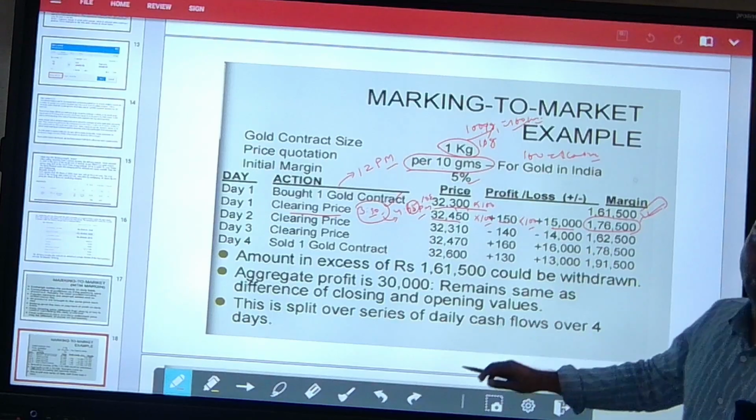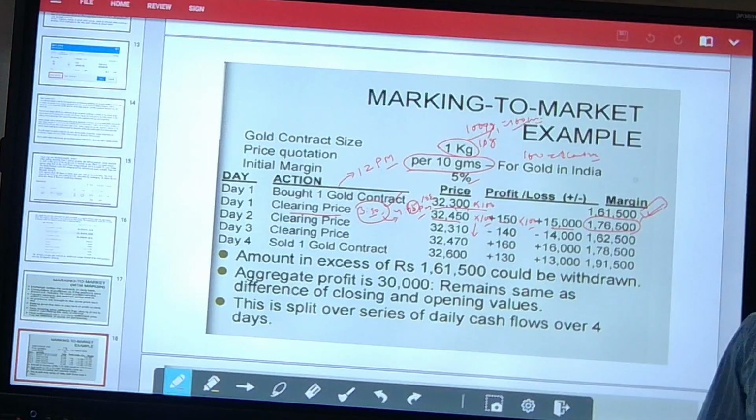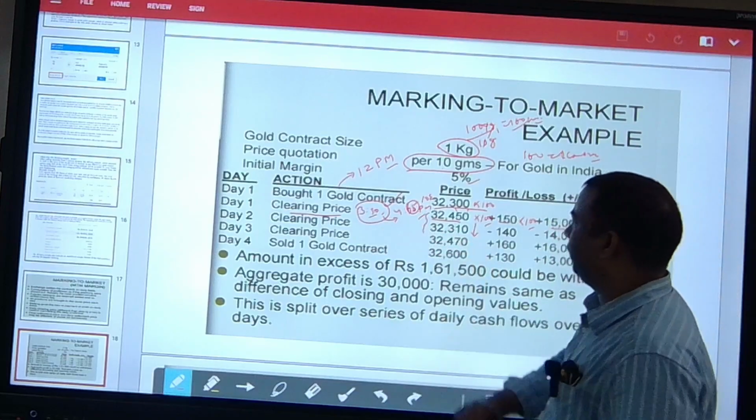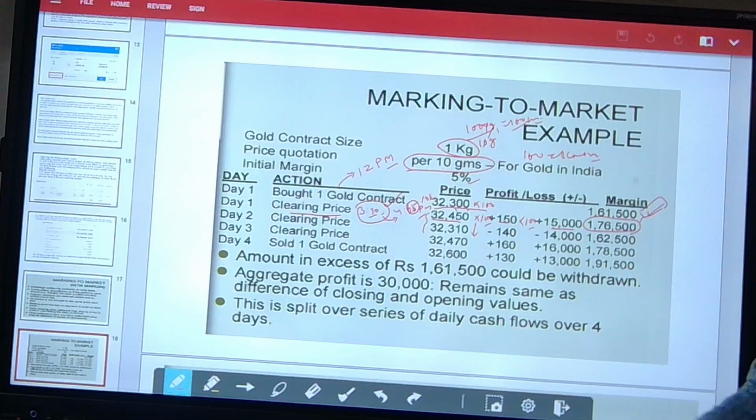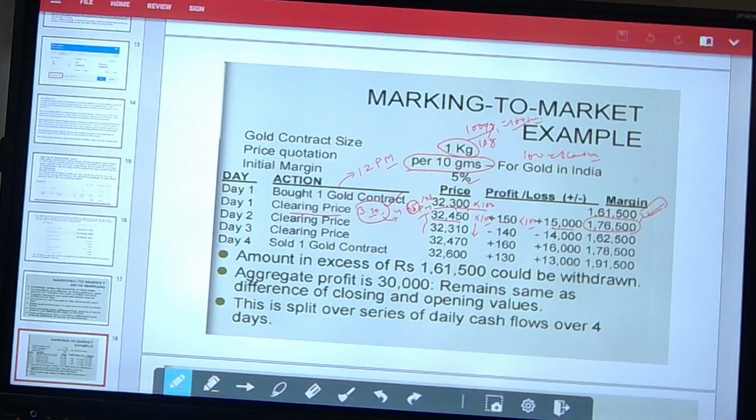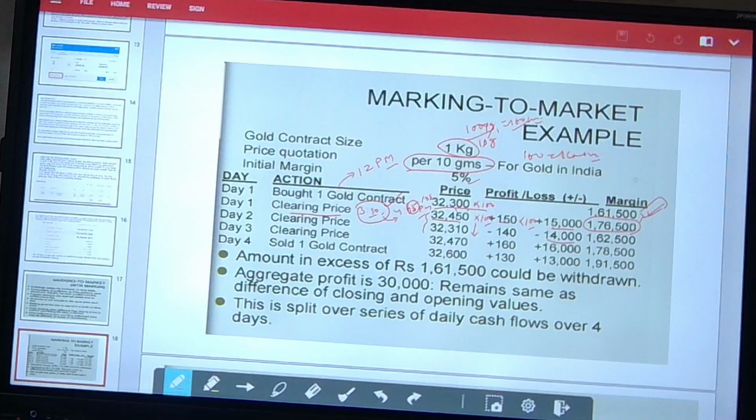On day 2 again price drop. Okay? Now we only check these two prices. Price drop to this. The drop is rupees 140. And your loss is this amount. Again your margin drop to this 5% of total value.